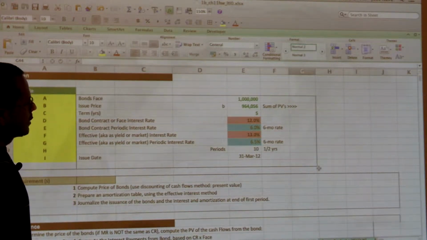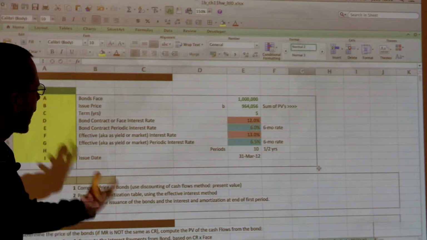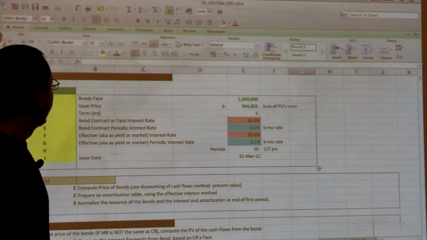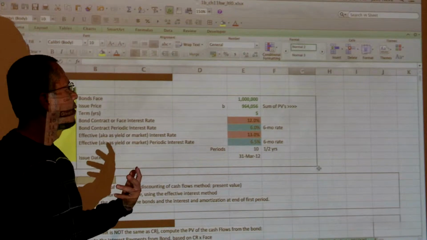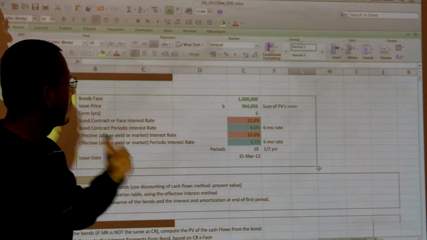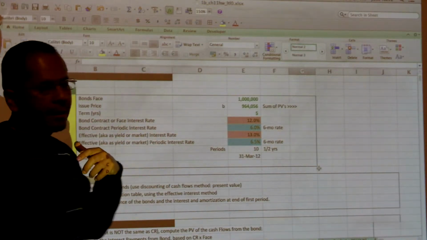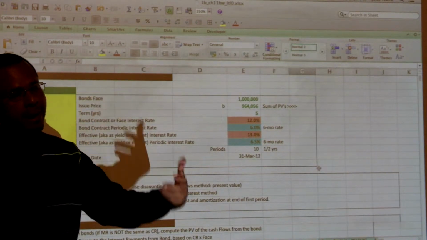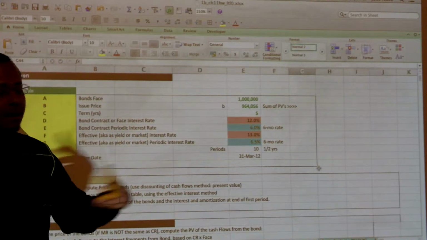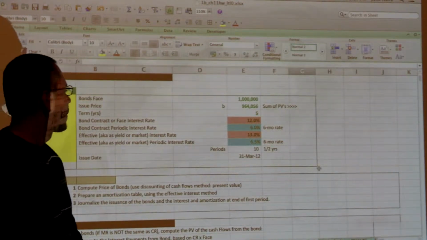In a prior lesson, we discussed how to account for bonds under three scenarios: issuing bonds at face, at a discount, and also at a premium. And I said in that lesson that I would give you the mechanics of how you do pricing of bonds in a different lesson. So this is that lesson here.